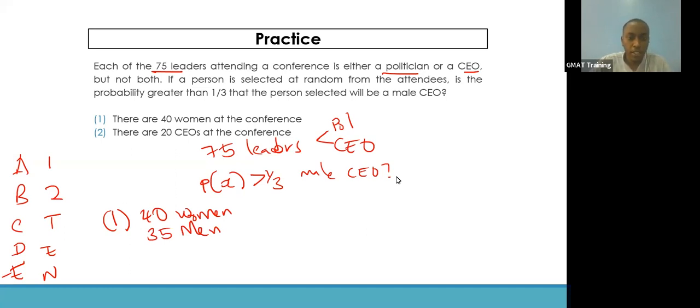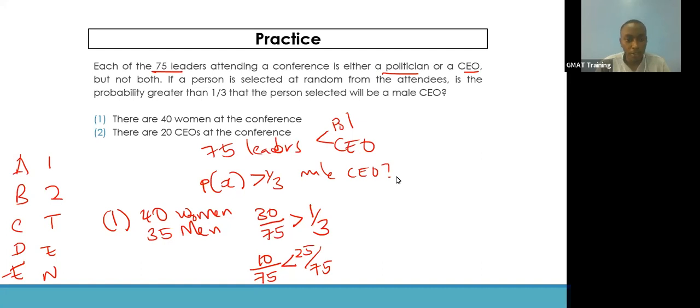Say if we have 30 of these men being a CEO, so we'll have 30 out of 75. That will be a male CEO, and that will give you a value greater than a third. But if we have say 10 men out of 75, which is less than 25 out of 75, right? This is a third as well. So in this case, we have male CEOs being less than a third. So we don't know if of these 35 men, there are 30 men that are CEOs or 10 men that are CEOs.